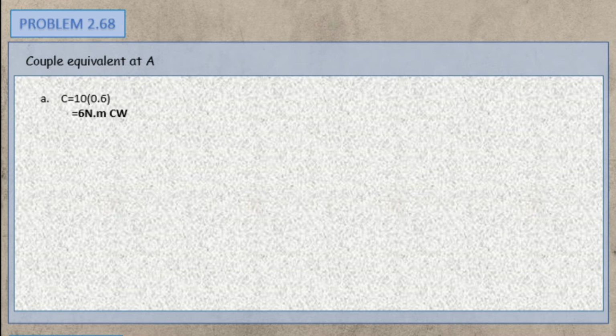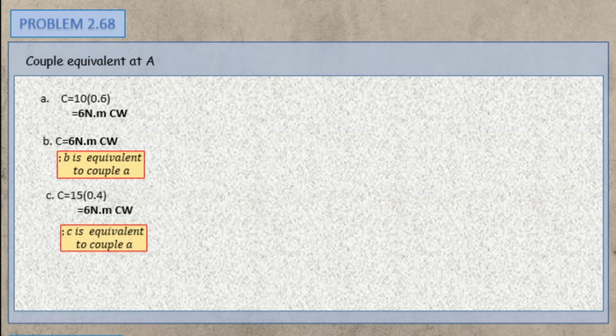So let's compare it to our figure B up to figure I. For our figure B, as I can see, we have a couple given which is rotating in clockwise direction, 6 Newton meter. Therefore, B is equivalent to our couple A. How about for our figure C? As I can see, our force is rotating in clockwise direction. So it is 15 multiplied by its perpendicular distance 0.4. It is equal to 6 Newton meter in clockwise direction. Therefore, C is also equivalent to couple A.